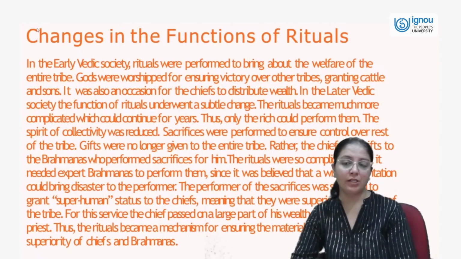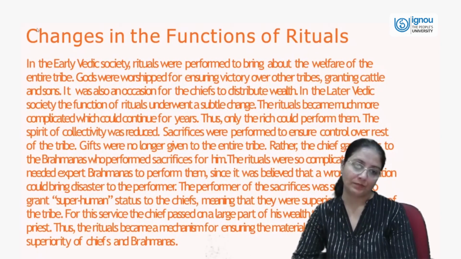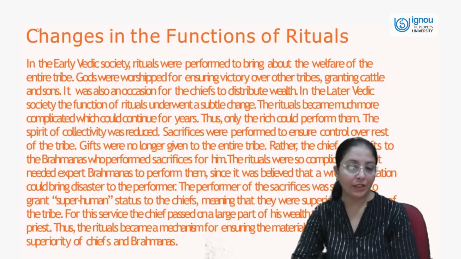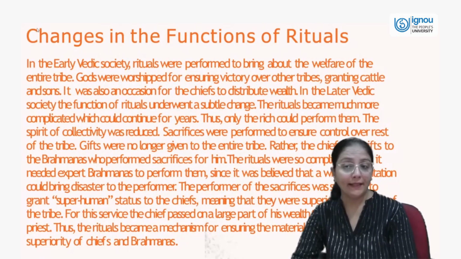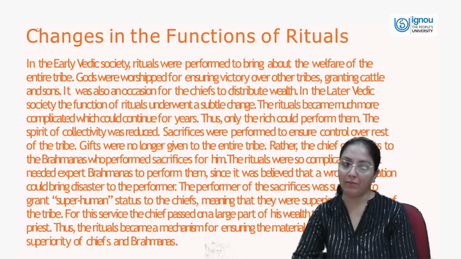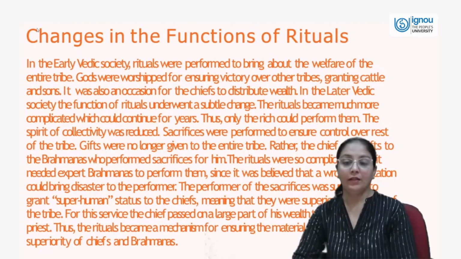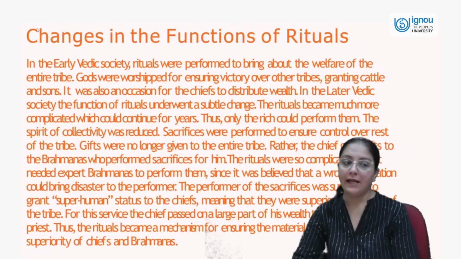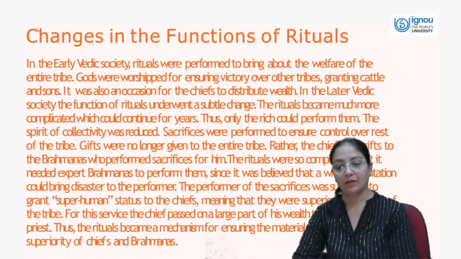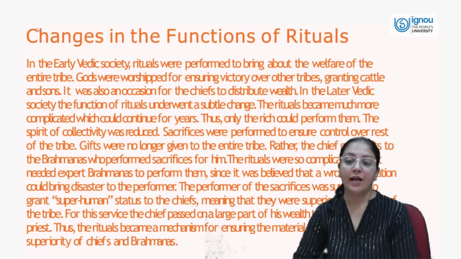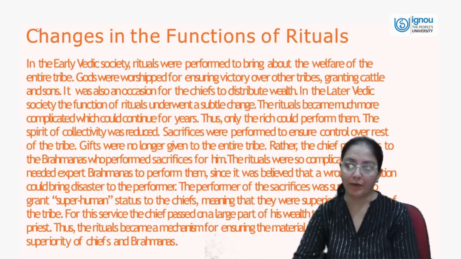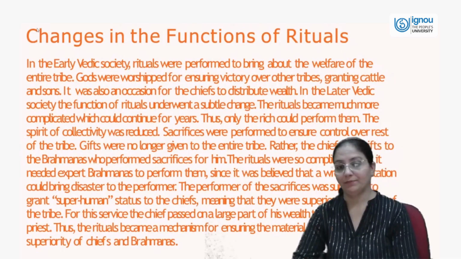Sacrifices were performed to ensure control over the rest of the tribes. Gifts were no longer given to the entire tribe. Rather, the chief gave gifts to Brahmins who performed sacrifices for him. The rituals were so complicated that they needed expert Brahmins to perform them, since it was believed that a wrong indication could bring disaster.